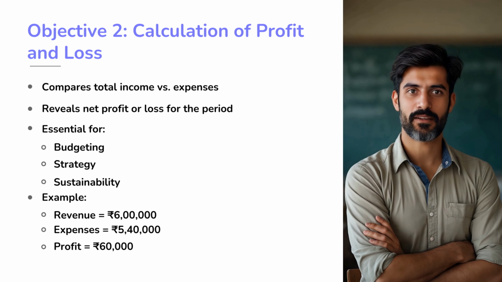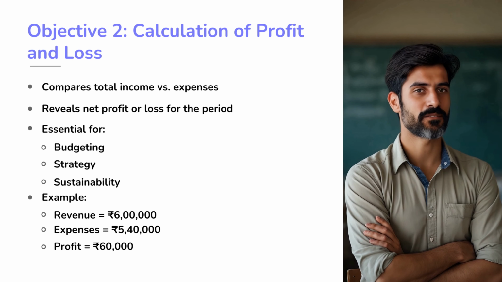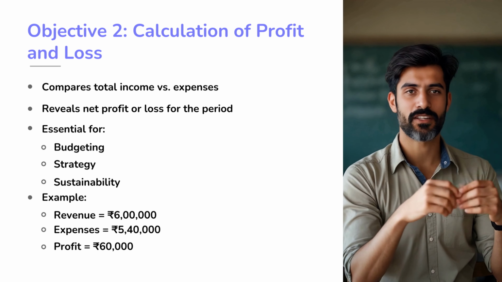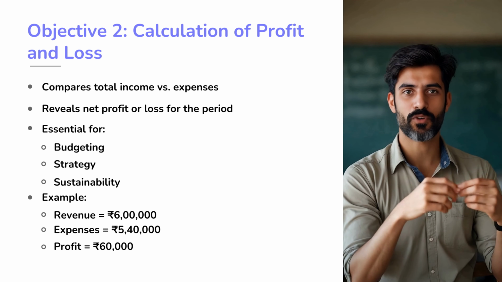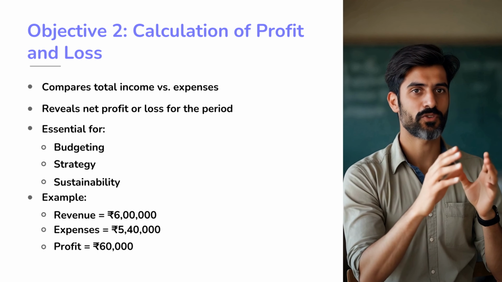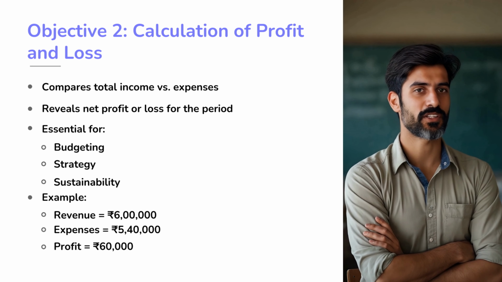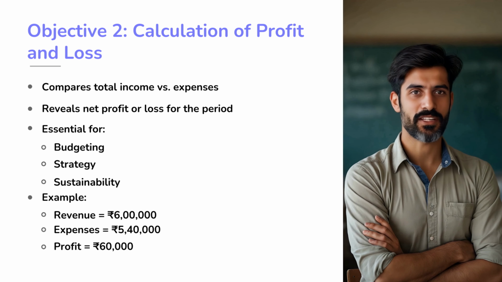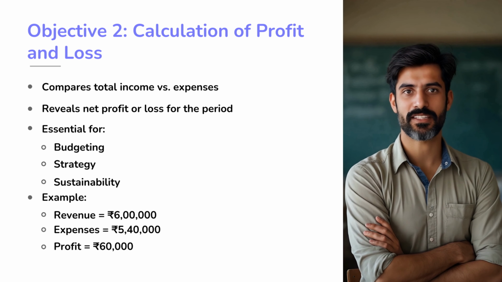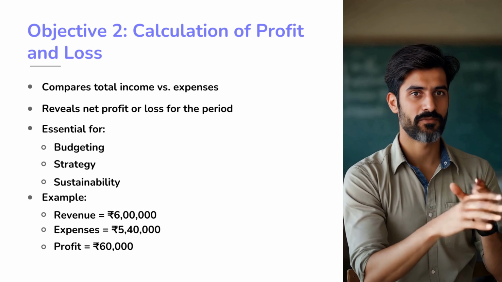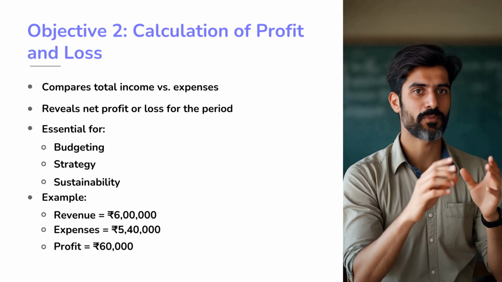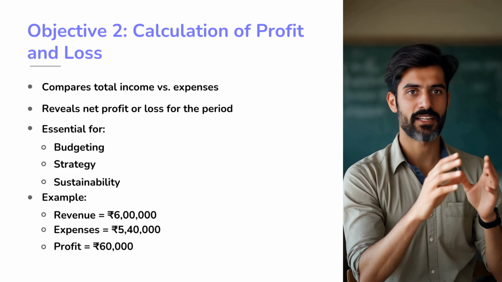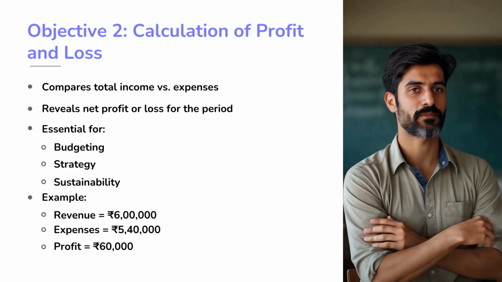At the end of the day, every business wants to know one thing: are we making money or losing it? That's where the second objective comes in, to calculate profit or loss. By comparing total income and total expenses during a period, accounting helps us arrive at the net result. For example, if revenue is Rs 6 lakh and expenses are Rs 5.4 lakh, the business earns a profit of Rs 60,000. Without this clarity, planning for the future would be a shot in the dark.